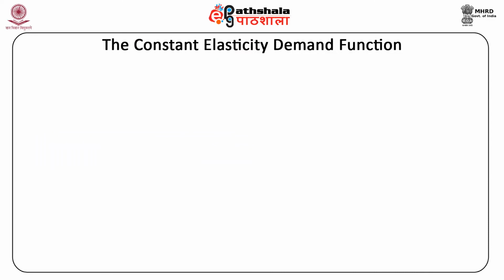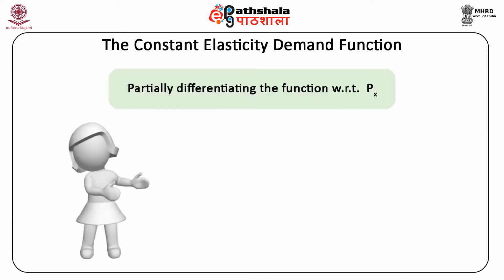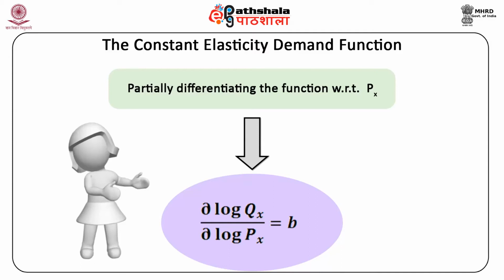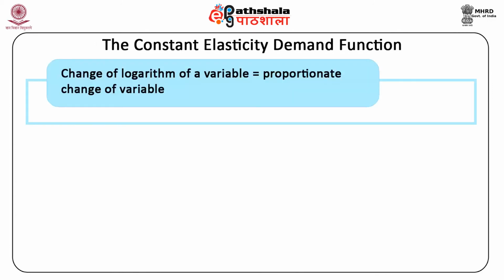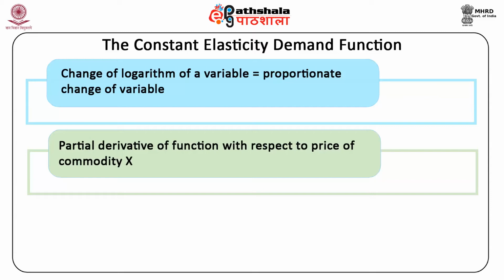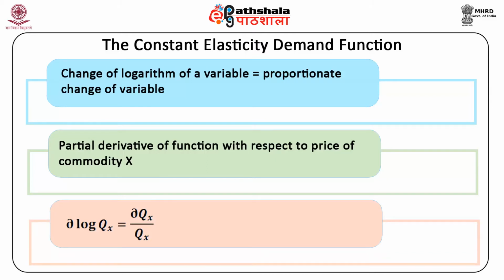In order to calculate elasticity of demand, let us partially differentiate the function with respect to Px. We obtain delta log Qx divided by delta log Px equals B. This is given as equation 1. We know from the basic property of logarithms that the change of the logarithm of a variable is equal to the proportionate change of the variable. Let us apply this property to the partial derivative of the function with respect to the price of commodity X. We obtain delta log Qx = delta Qx divided by Qx and delta log Px = delta Px divided by Px. This is given as equation 2.